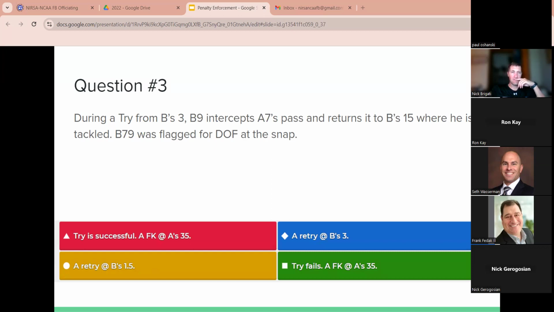Try from B3, B9 intercepts A7 pass, returns to B's 15 where he's tackled. B79 is flagged for DOF to both sides at the snap. I have yellow, a retry at B's 1.5. Right, because that's a foul by B prior to the change of possession. We'd enforce it as normal. DOF is enforced from the previous spot, half the distance to the goal. And we're all good there.